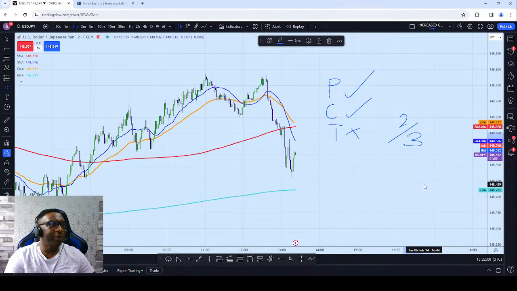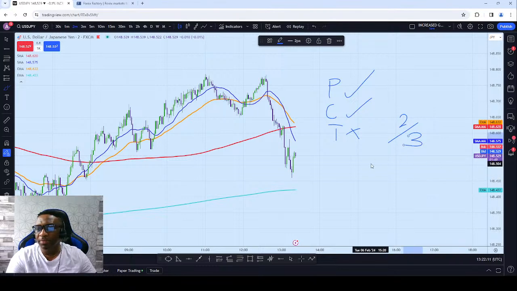Put in the chat if this is a pass or a fail. If we were going to enter a sell from here, and we did this test, put in the chat if this is a pass or a fail.